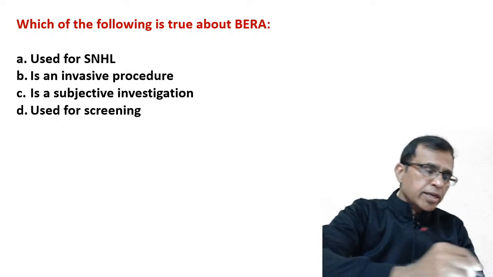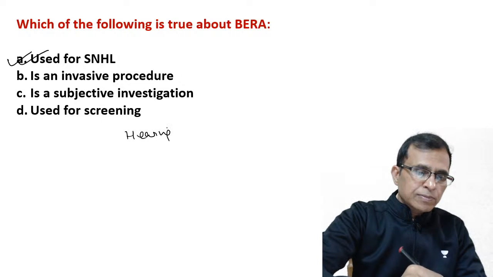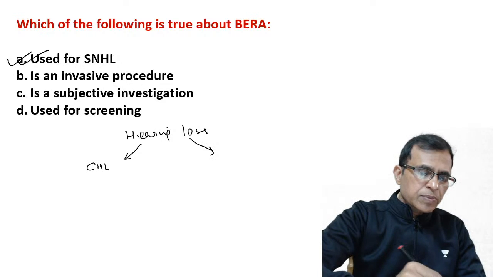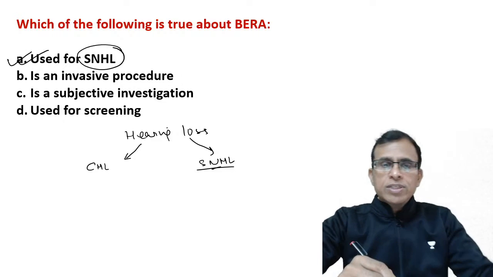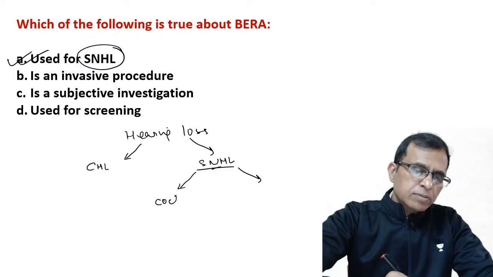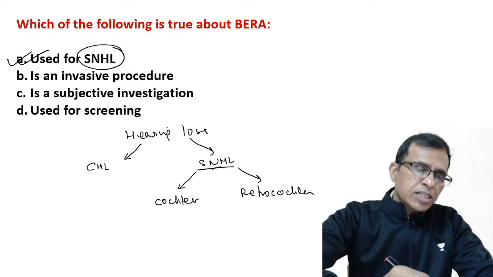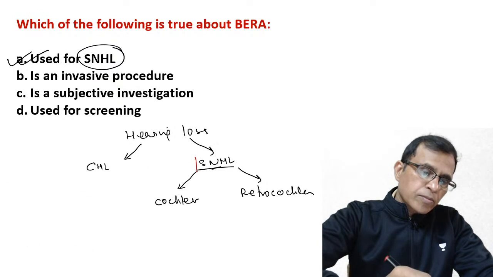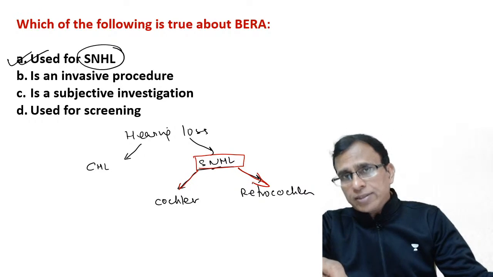So hearing loss, it is A. Hearing loss are of two types: conductive hearing loss and sensory neural hearing loss. This one, sensory neural. So when sensory neural loss is there, it can be of two types. It is either cochlear or retrocochlear. So when the patient has sensory neural hearing loss, then it is either this one or this one. I need to find out, because the treatment will depend on that.